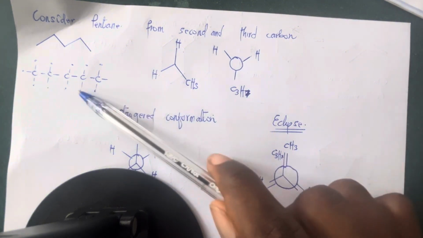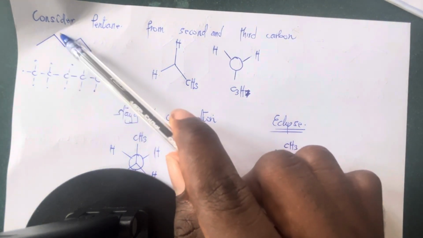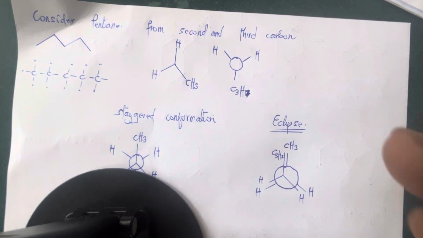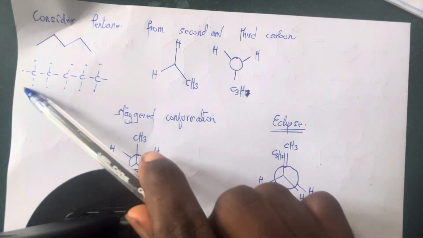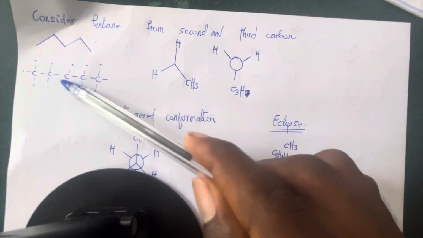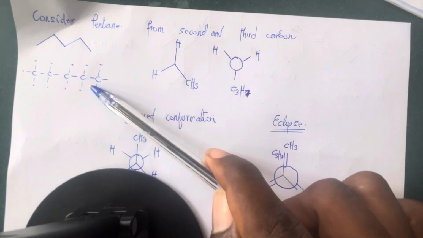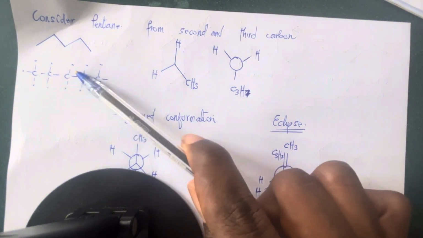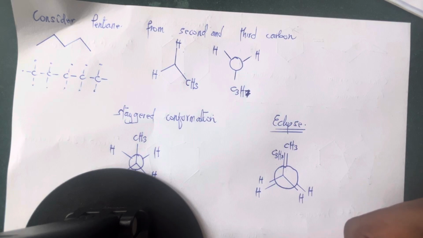So this is your pentane structure. Sometimes they will give it to you in dash form. If you want to do it well without any confusion, just write it this way, with your hydrogens. Then they say from the second carbon and third carbon. You can take your second carbon from here and third carbon from here, or second and third. Anything will arrive at the same answer.